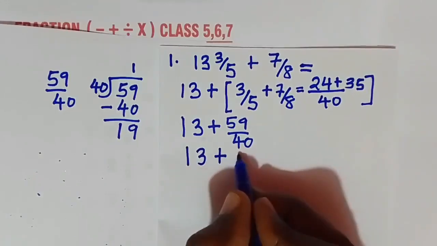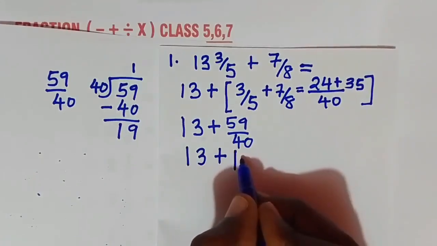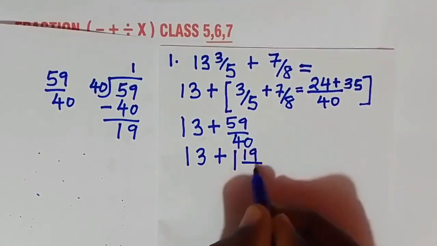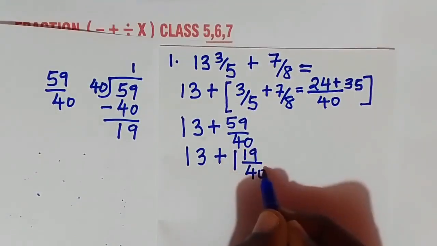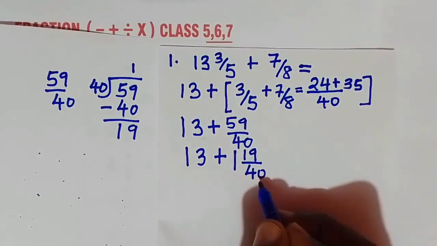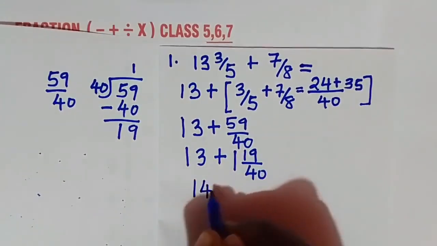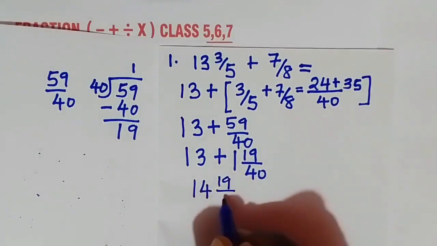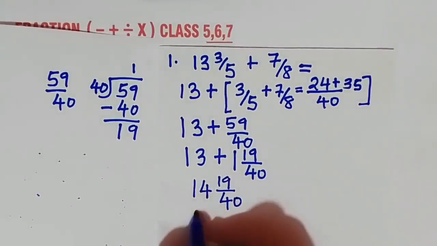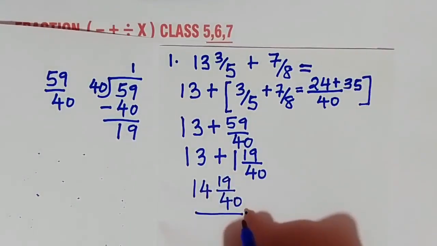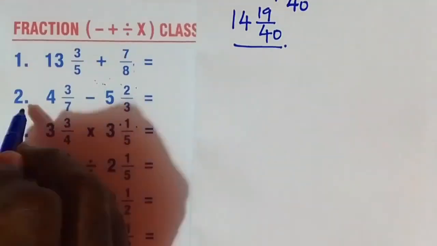13 plus 1 whole number, 19 out of 40. I'm going to take the whole number plus whole number. 13 plus 1, I get 14, 19 out of 40. And this is our answer. Let us do question number 2.